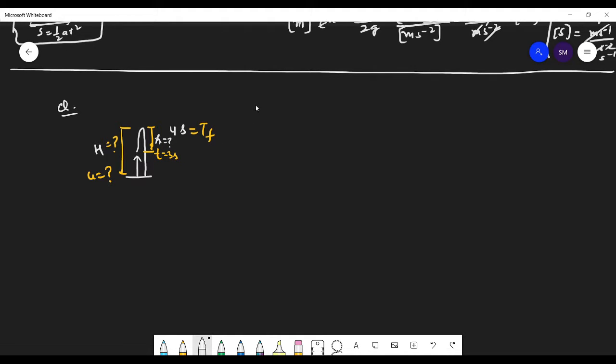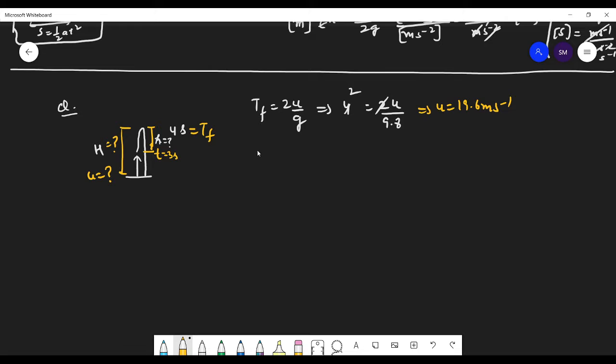Yes, students. Time of the flight, you have just written. What is time of the flight? 2U by G. So you can directly find U from here. So time of the flight is 4 seconds. 4 seconds is equal to 2U by G, with G 9.8. So this comes out to be 2 seconds, right? So you get U is equal to 19.6 meter per second.